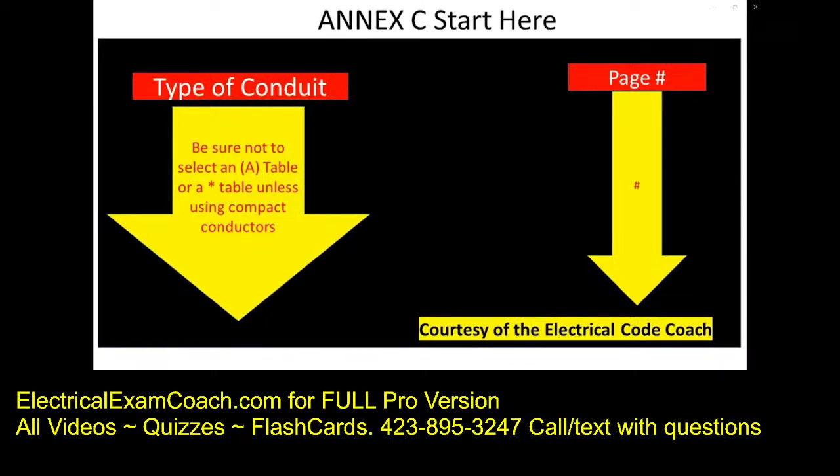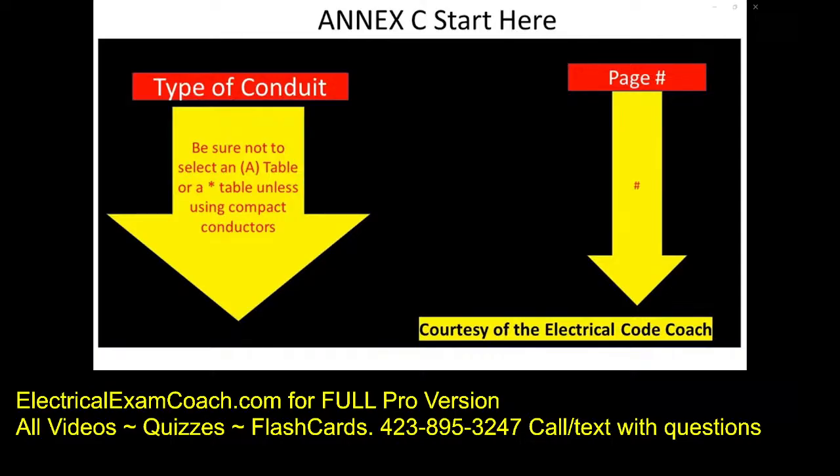Now let's look at the second one that we come to. It also is EMT. So what is the difference? And that's one of the most important distinctions that we have to watch out for with Annex C. The first version of the table, if you'll notice next to the C1, there is no A symbol. The A symbol signifies compact conductors.